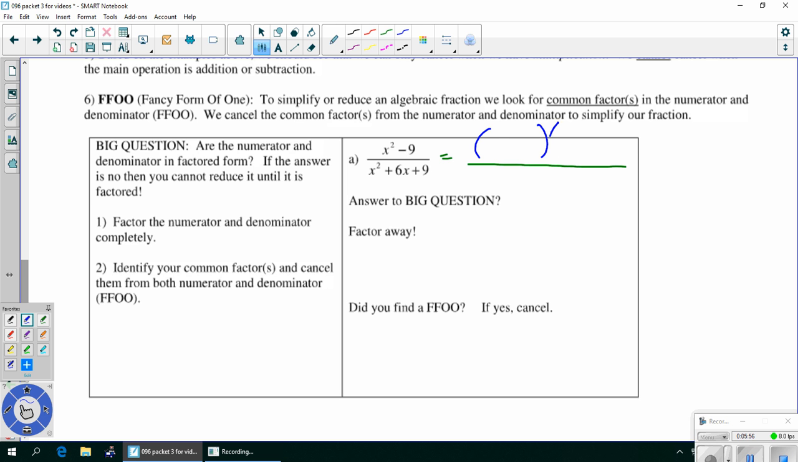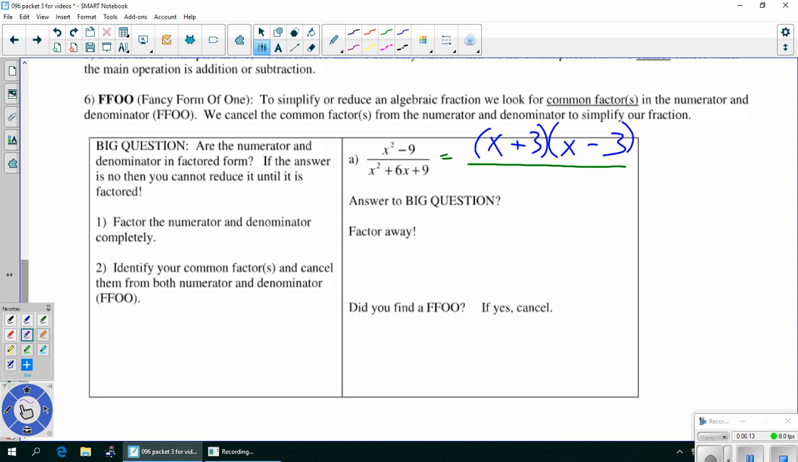So 2 sets of parentheses. X squared came from x and x. 9 came from 3 and 3. 1 plus, 1 minus in either order. That's our difference of 2 squares formula. And downstairs, we're going to try to factor that one now. X squared plus 6x plus 9.